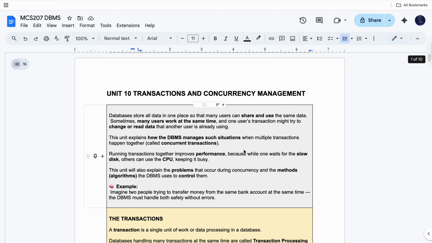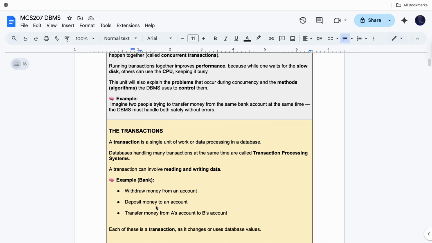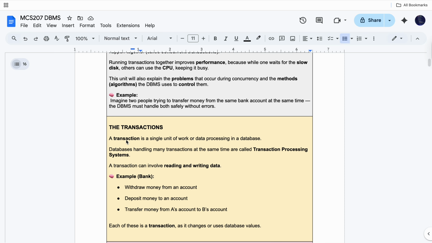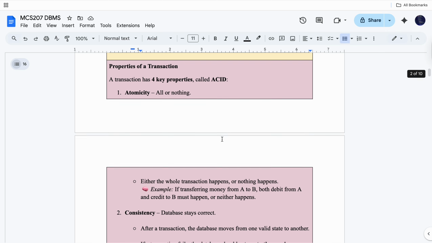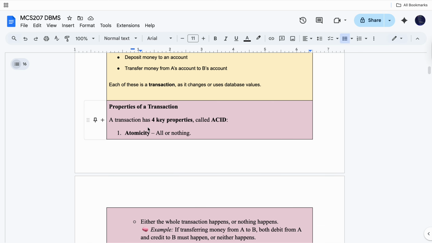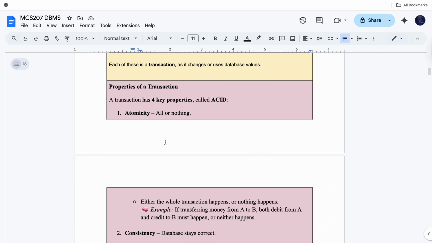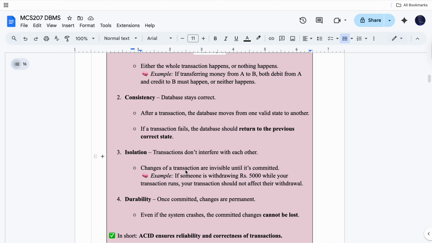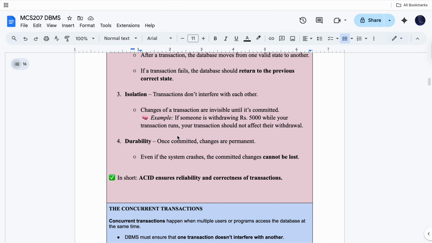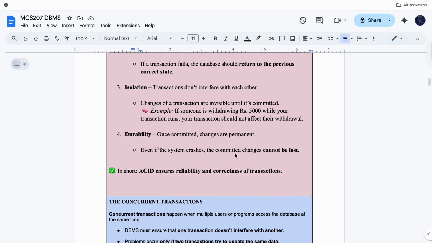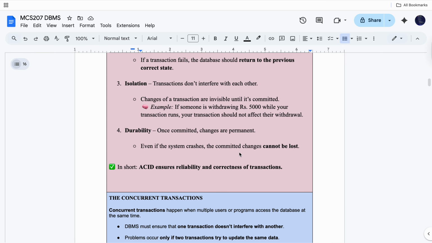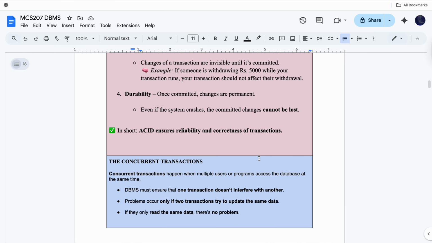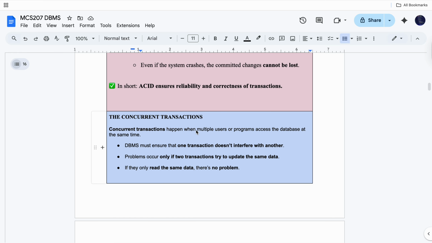एक बार फिर से रिपीट करते हैं। A transaction is a single unit of work of data processing in a database. Properties of transactions: atomicity, all or nothing; consistency, the database stays correct; isolation, transactions do not interfere with each other; durability, once committed, changes are permanent, even if the system crashes, the committed changes cannot be lost.